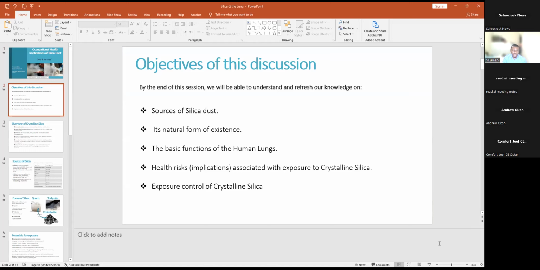Now, I want us to understand the objective of this discussion today. For those of us who have no idea about this, you will be able to understand certain things. And for those of us who are already in the profession for a long time and have experience, we'll refresh our knowledge about the sources of silica dust, its natural form of existence, the basic function of the human lungs, and the health risks, which is the implication when workers are exposed to crystalline silica. We're also going to gain more about the exposure control of silica dust.